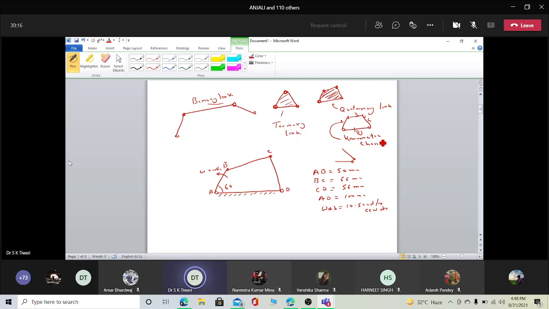Okay? But the kinematic chain is of no use for me, because with the help of a kinematic chain, as long as it's a chain, I cannot transmit the motion. In order to transmit the motion, I have to fix one link. The moment I fix one link, it becomes a mechanism.